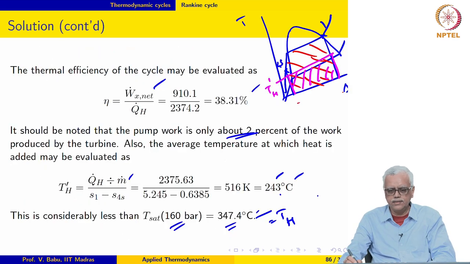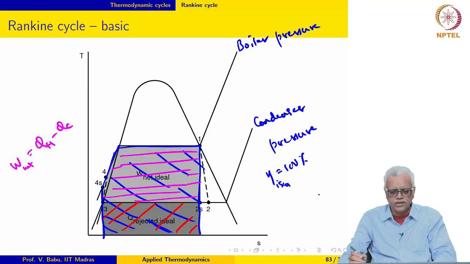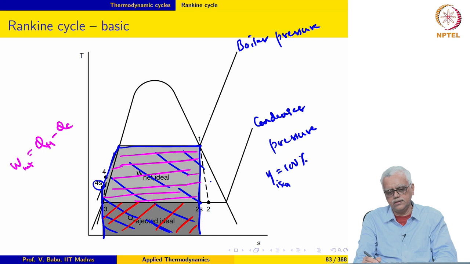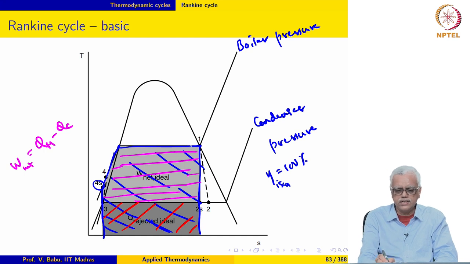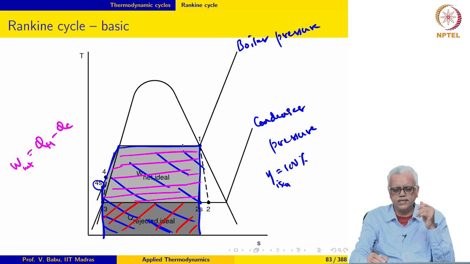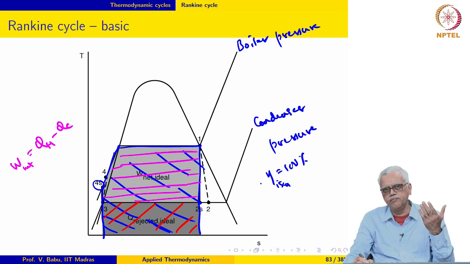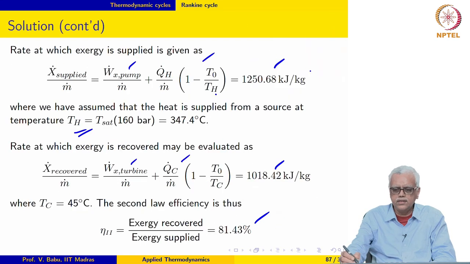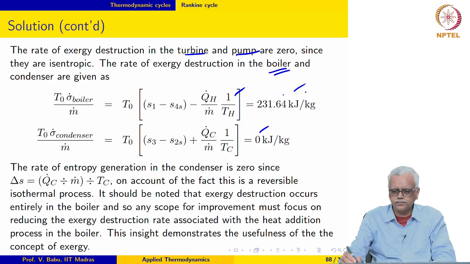So if you look at the cycle, you can see that the fluid is at a temperature which is considerably less than the peak temperature at which the reservoir is maintained. So there is a large temperature difference between the reservoir and the fluid when it enters the boiler, and this difference diminishes as the fluid approaches the saturation temperature here, but the difference is very large nonetheless, and that is what causes this large exergy destruction.